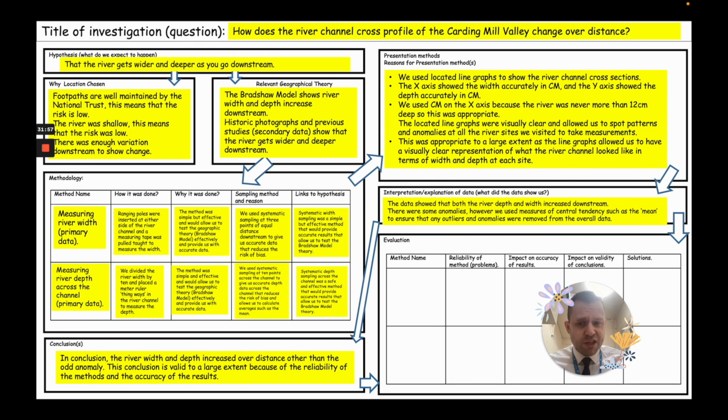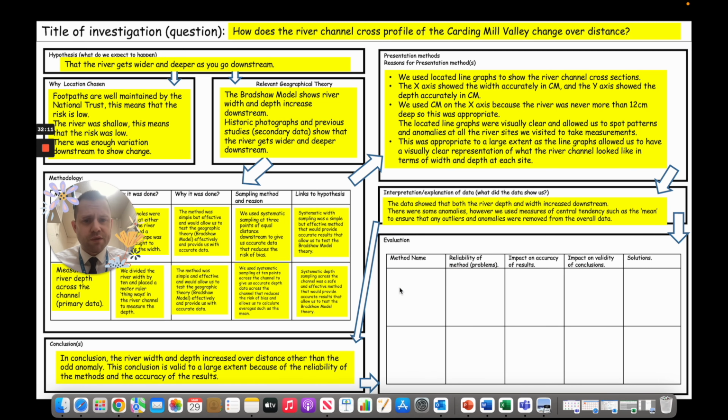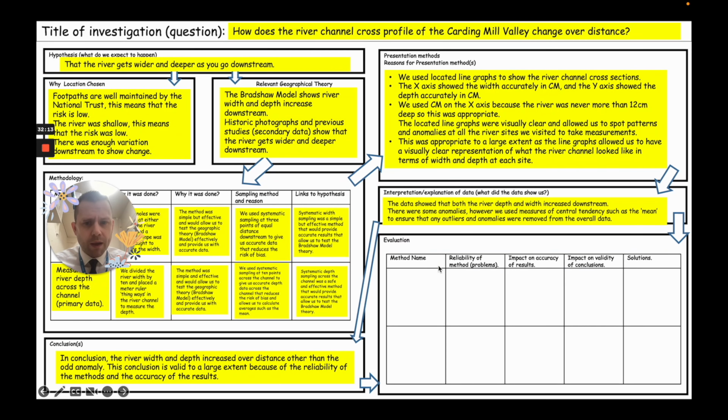Now, this conclusion is valid to a large extent because of the reliability of the methods and the accuracy of the results. Once we did the mean test on site 2, it did fit the pattern once we did the mean measure of central tendency. Okay, right, final bit. Moving my face over there because we're going to look at the evaluation.